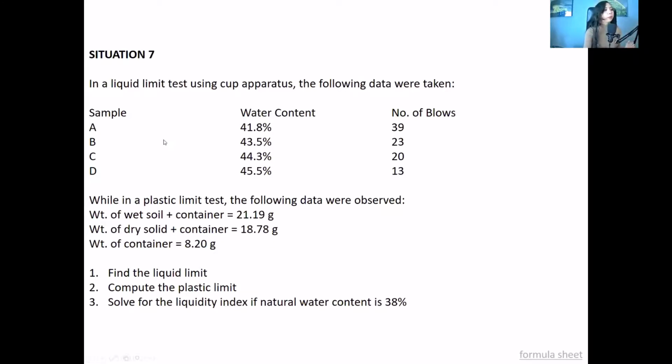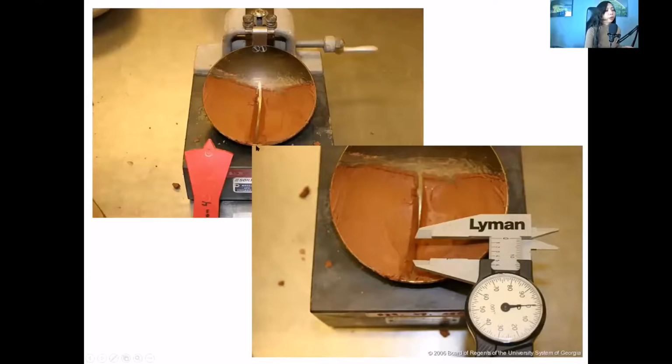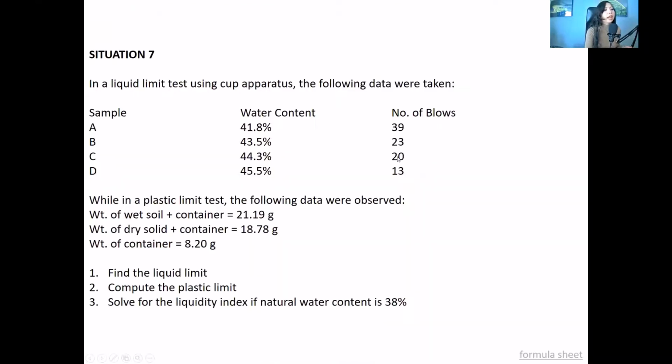Okay? So, for example, sa sample A, ang water content natin ay 41.8%. Para mag-close yung gap na 'to, kinailangan niya ng 39 number of blows. Okay? Siyempre habang tumataas ulit yung water content mo, nagiging flowy yung soil sample. So nung tinaasan naging 45.5% yung water content, konting blows na lang yung kailangan para close yung gap.